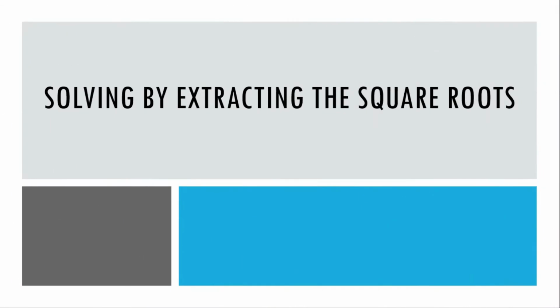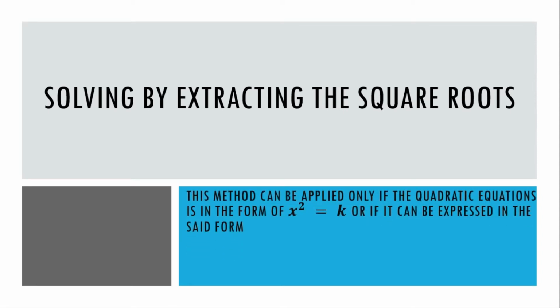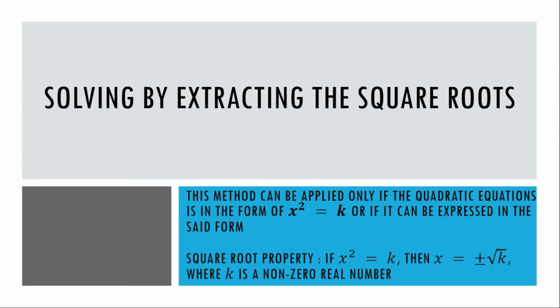So first one, we solve by extracting the square roots. So this method can be applied only if the quadratic equation is in the form of x squared is equal to k, or if it can be expressed in the said form. Square root property: if x squared is equal to k, then x is equal to positive negative square root of k, where k is a non-zero real number. So ayon kay square root property, kapag mag-square root tayo ng number, magkakaroon tayo ng positive negative square root of k.